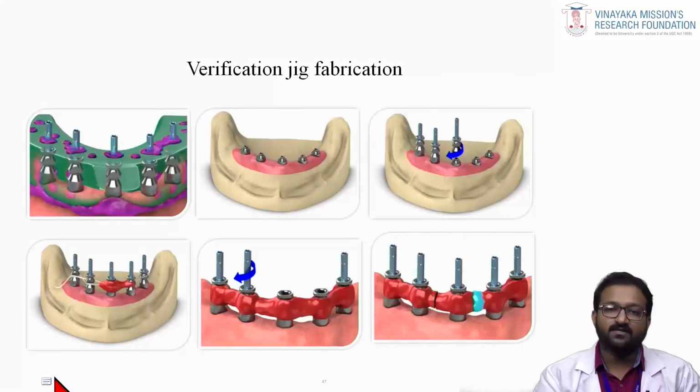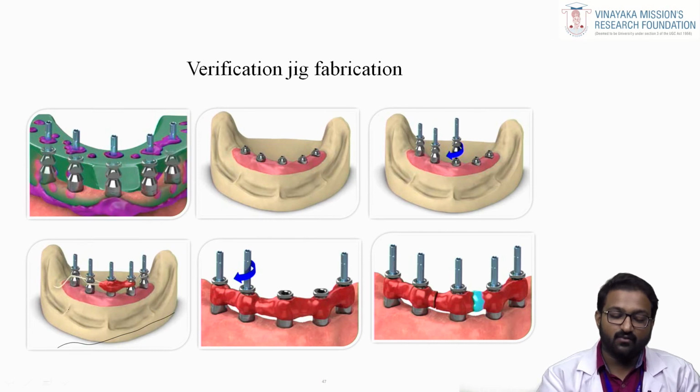Okay. So once your impression is sent to the lab, they will be fabricating a verification jig. Why do we need a verification jig? Because we are involving multiple implants. Okay, multiple implants with different angulations.